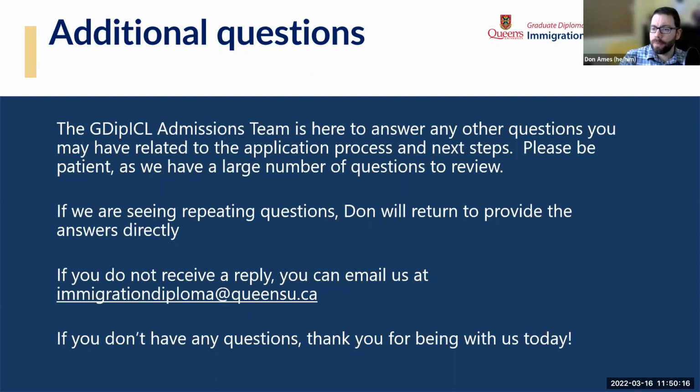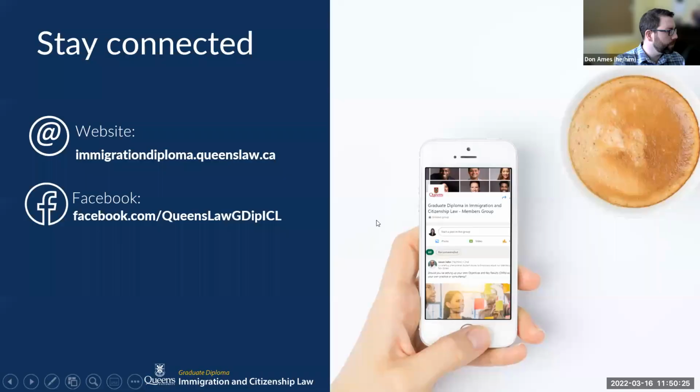Another question we're seeing come up consistently is, what is the fee structure? So I really encourage you to visit our website, and I'll make sure I put that back up onto the screen, Immigration Diploma at queenslaw.ca. There's a great link there called Tuition and Fees. I believe it's Tuition and Financing, actually. That's going to outline the exact costs for each course in the program.